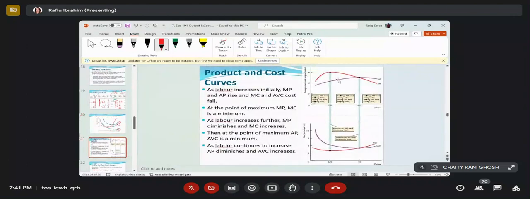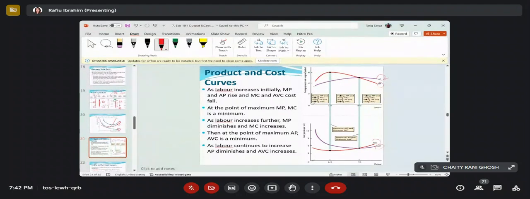So this is the graph, and this is a very important topic, so pay attention. This is the graph where you can see we have lined up both the average and marginal product with the marginal cost and average cost functions. Now, the thing is, as you will see, first look at the average product curve, okay? The purple line is the average product curve.